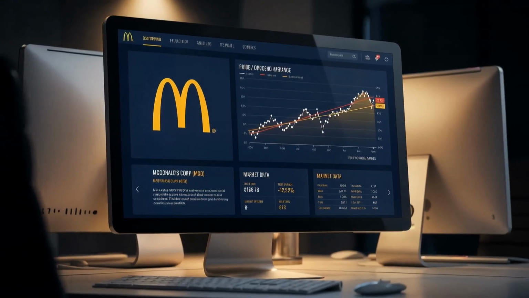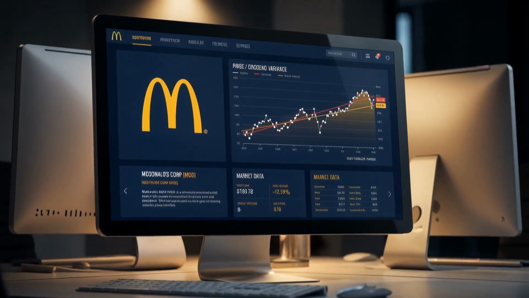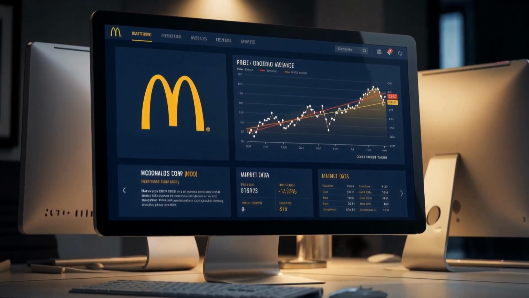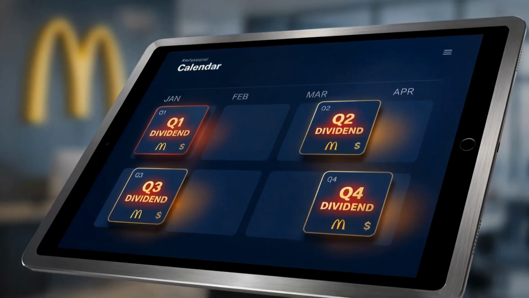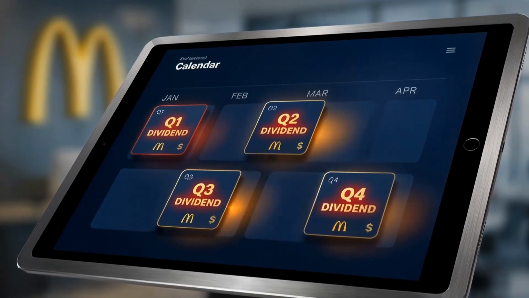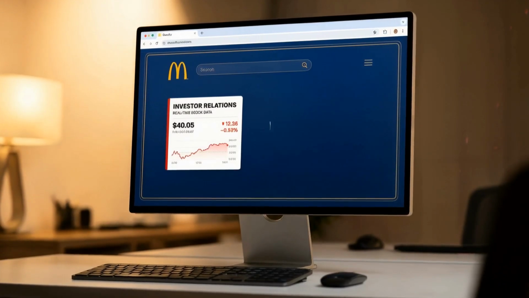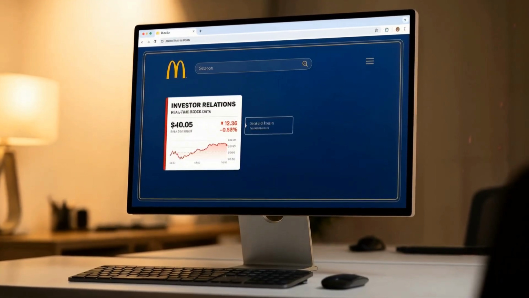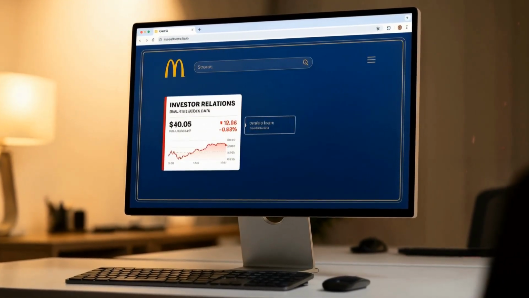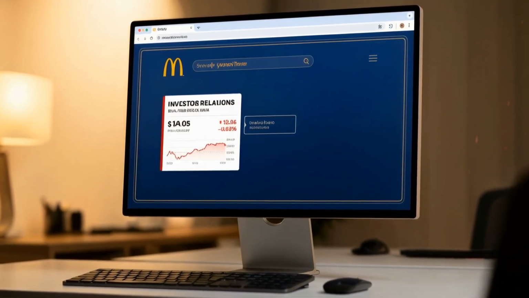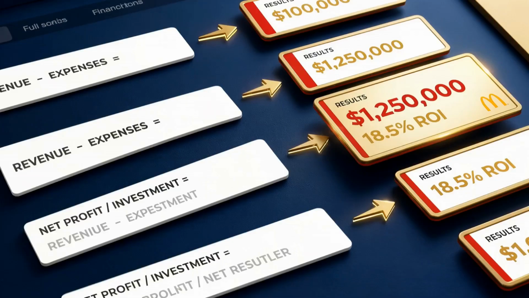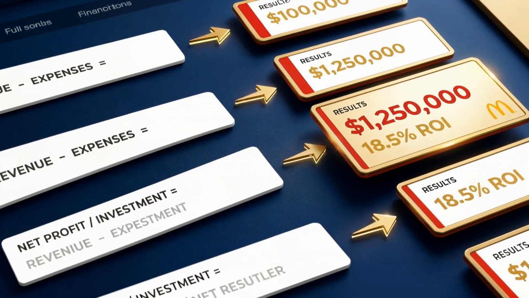Now, these numbers will be different when you actually invest because both the share price and the dividend payment change over time. McDonald's typically pays dividends quarterly, so you'd receive 4 payments throughout the year. Before you invest, go check the current share price on any financial website and look up McDonald's most recent annual dividend per share on their investor relations page. Then plug those numbers into the formulas I showed you.